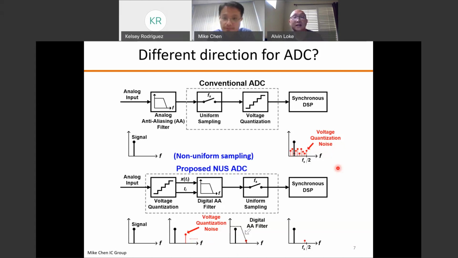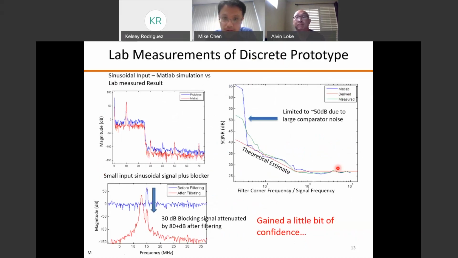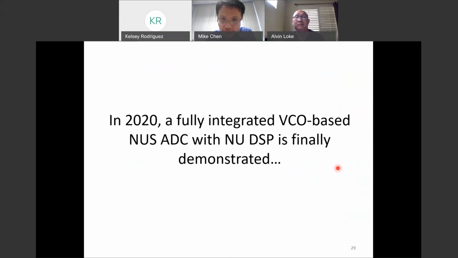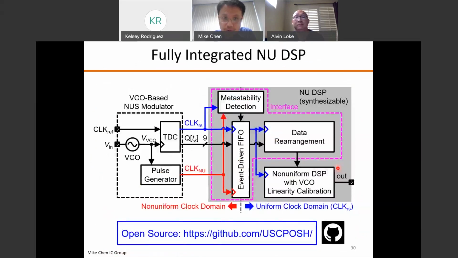Got it. Just to wrap up, in the interest of time, last question. Could you comment on the effects of the nonlinearity of the VCO? Sure. Yes, I didn't get a chance to talk too much. Thanks for asking this question, because in fact, as we know, this VCO is nonlinear, right? So we actually calibrate that VCO linearity inside this non-uniform DSP.